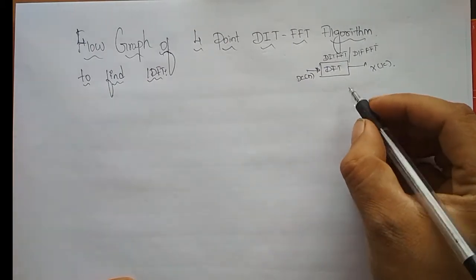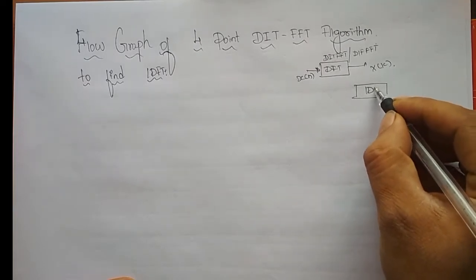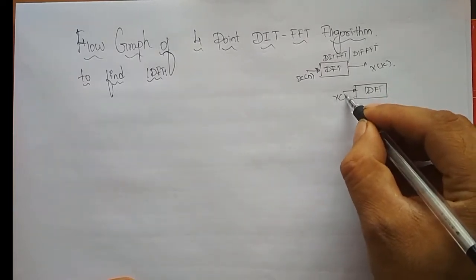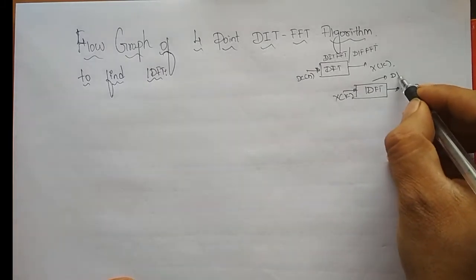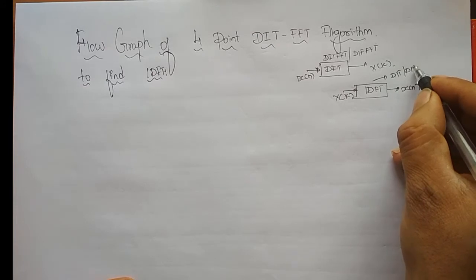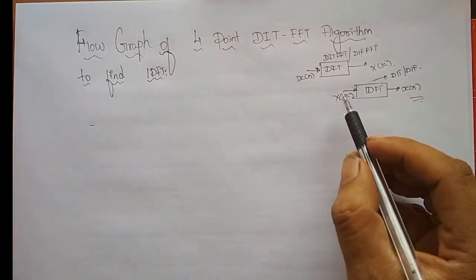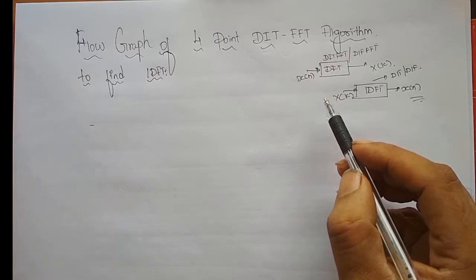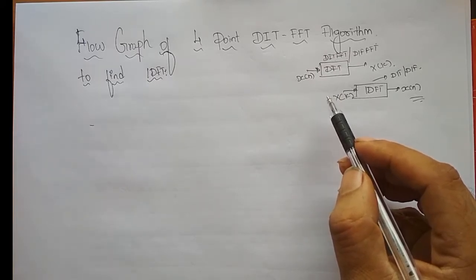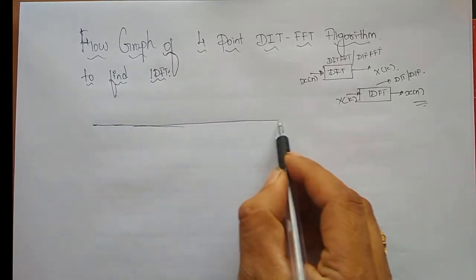Now in this video we are going to find the IDFT, inverse discrete Fourier transform, where the input is actually frequency domain and the output is time domain. So using both DIT and DIF, decimation in time and decimation in frequency. Now the flow graph to find IDFT is the same as the flow graph to find DFT using decimation in frequency. Let me just plot the flow graph.